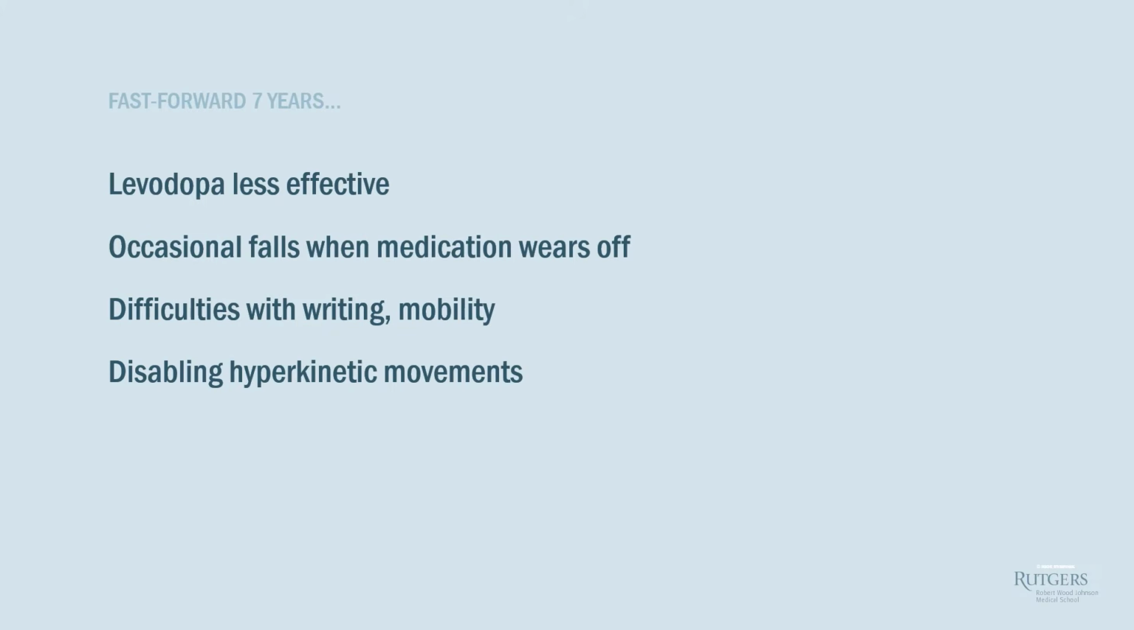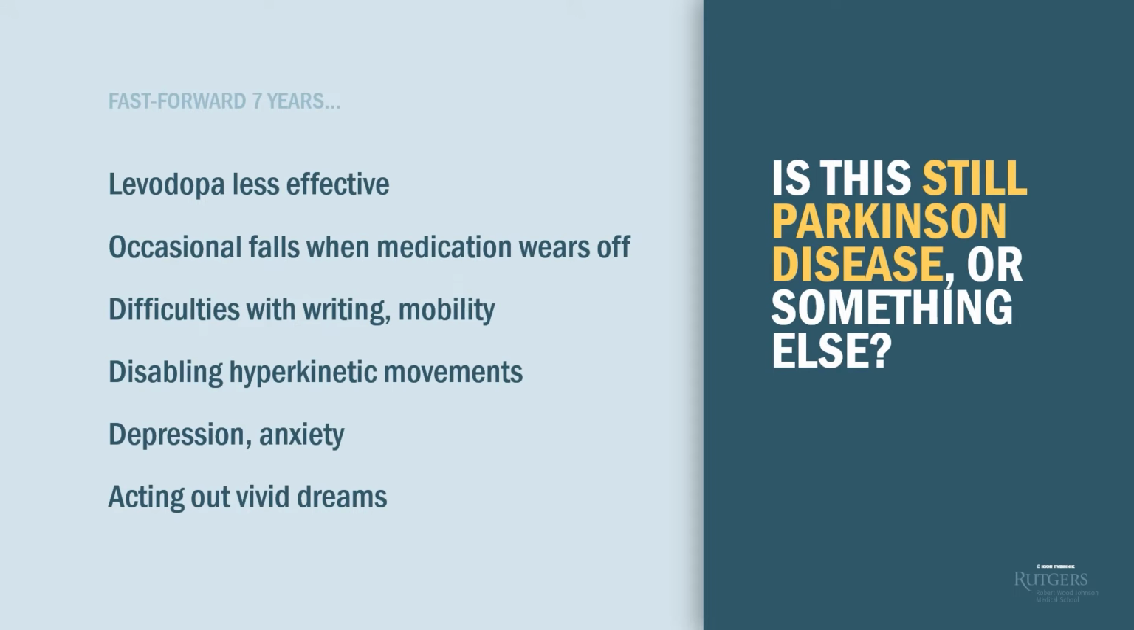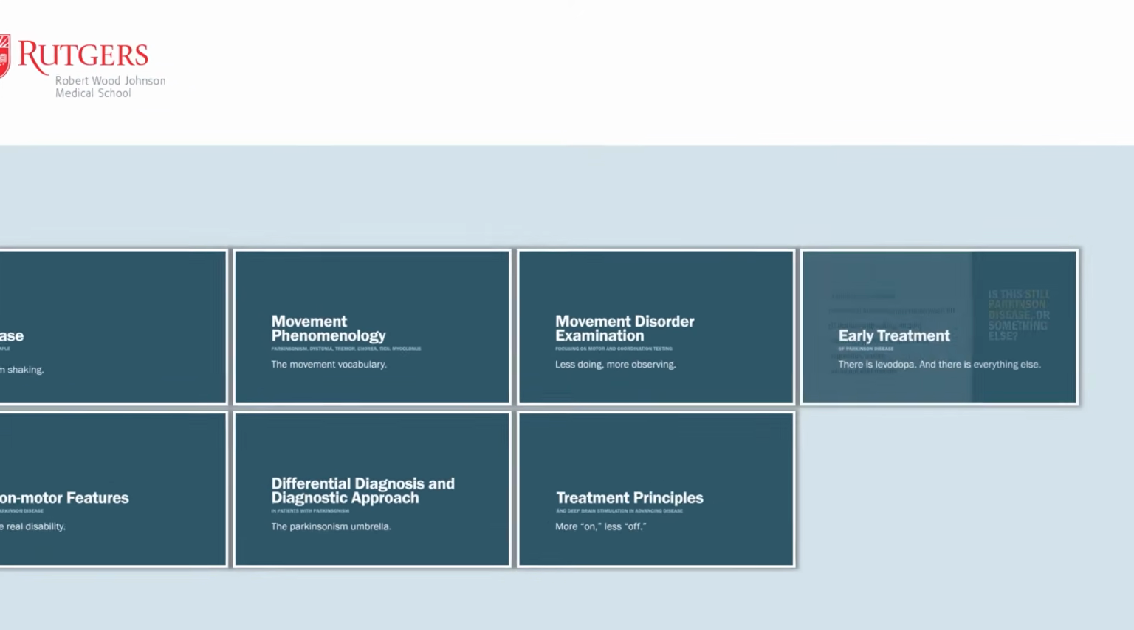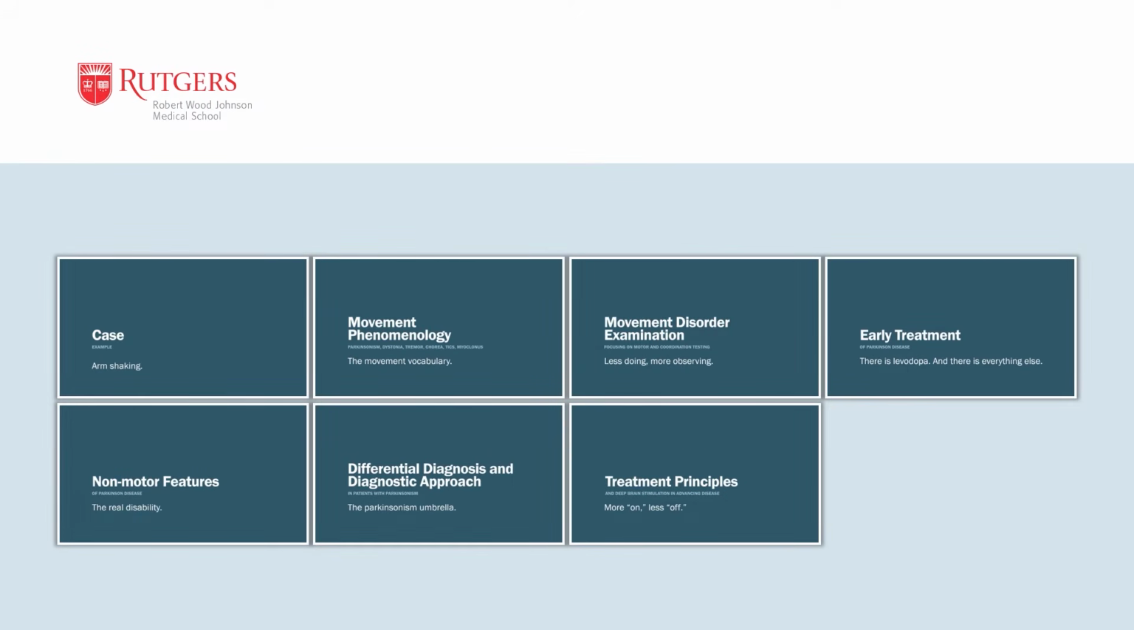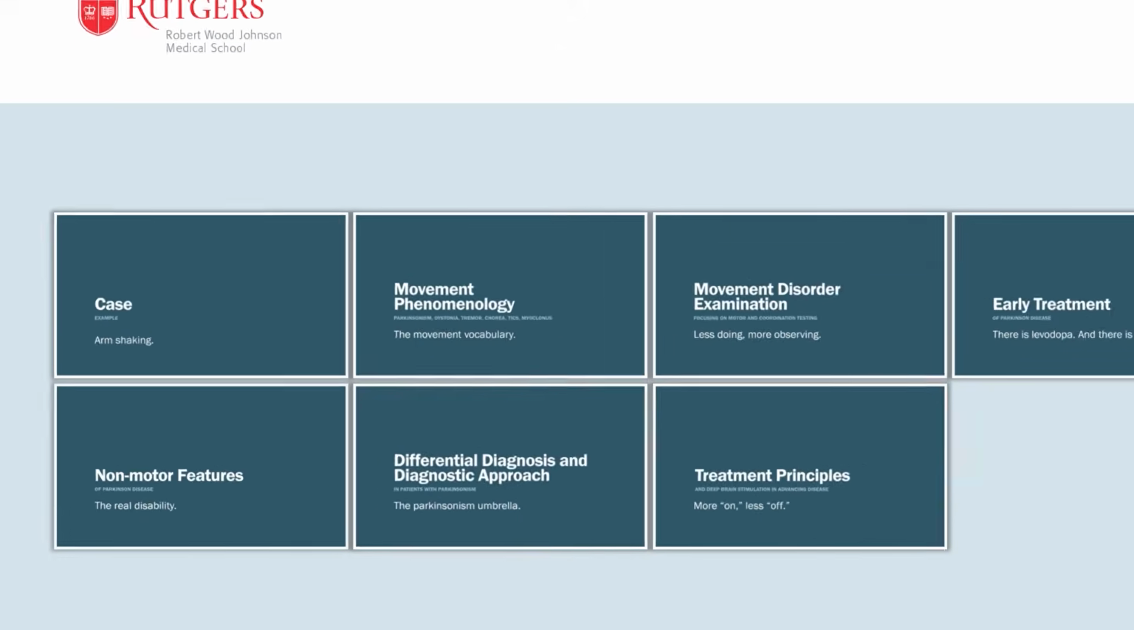More concerning, his partner reports that our patient has difficulty concentrating, multitasking, and getting words out. He is more depressed and anxious. No hallucinations, but he kicked his partner during sleep, acting out his vivid dreams. Is this still Parkinson's disease, or are we dealing with something else? Parkinson's disease affects motor function, but can it cause cognitive deficits? By the way I ask this question, you can tell the answer is yes.